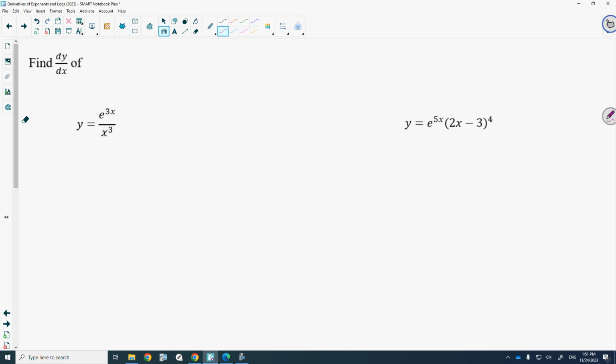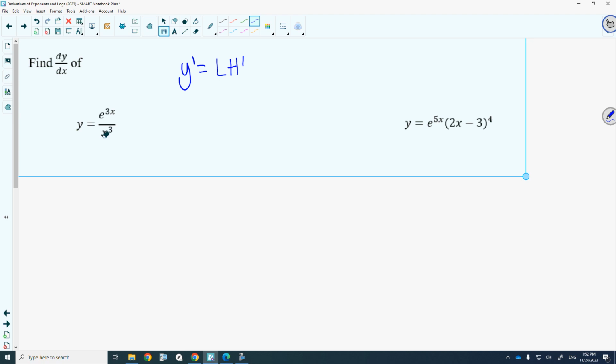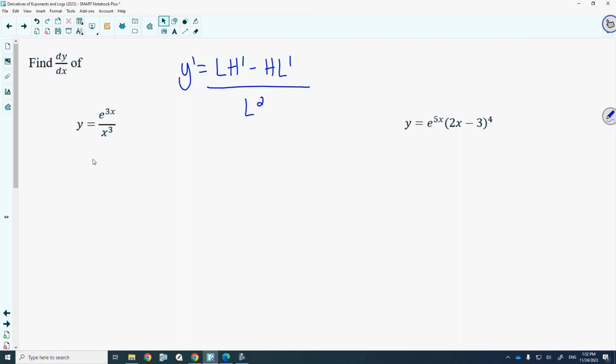Okay, so remember for the quotient rule, if you have a function in the numerator and a different function in the denominator, y prime is equal to low d high minus high d low, draw the line, and square below. So let's look at this first one.